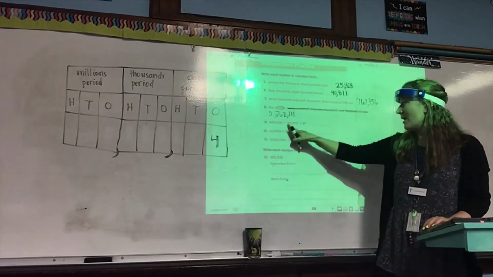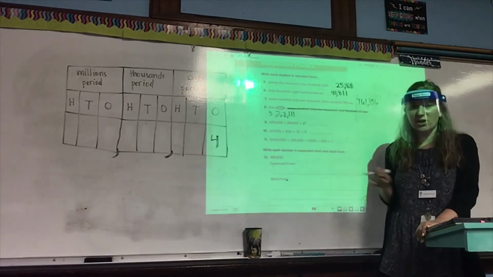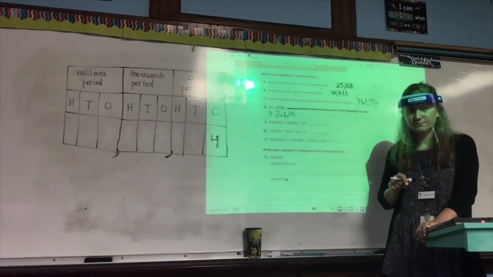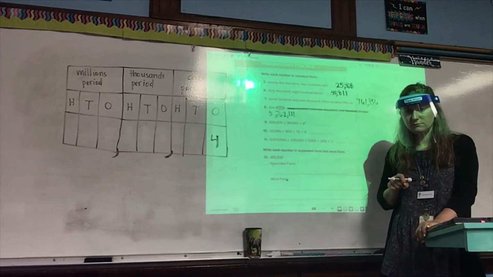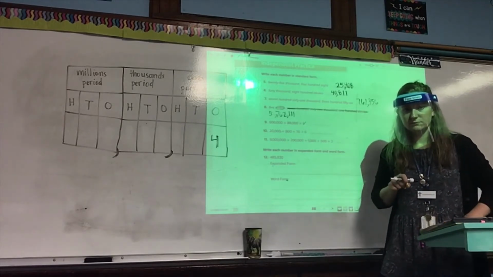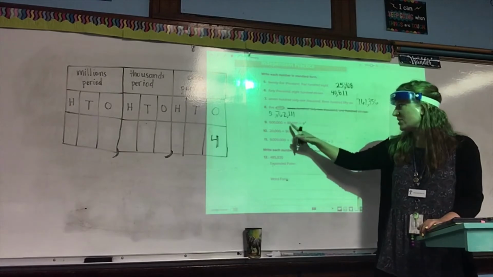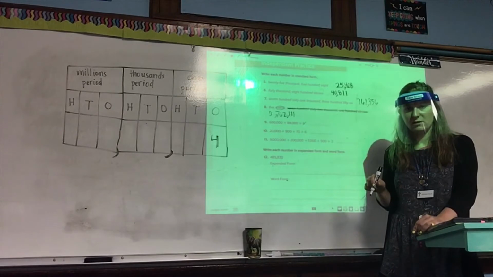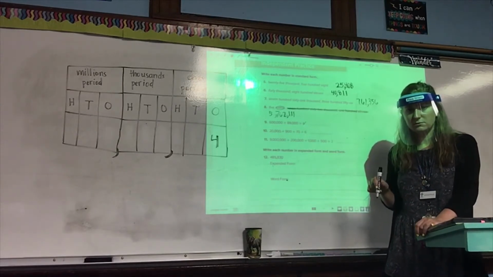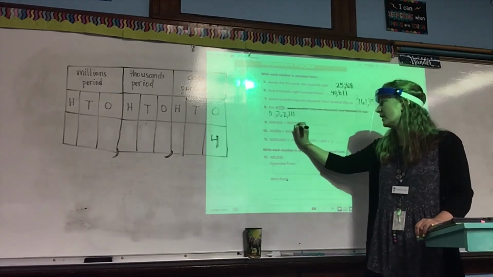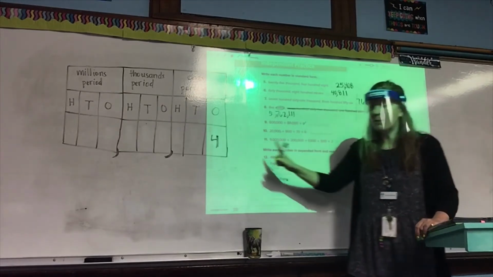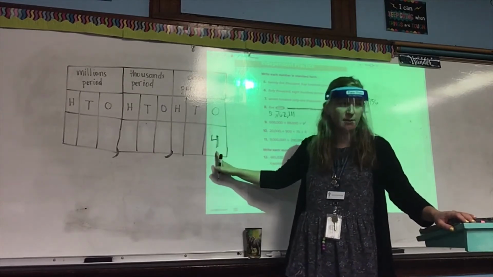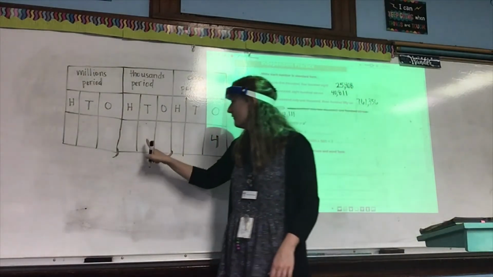We're done with that. Now we have 80,000. How many digits are in 80,000, Carla? 5. 1, 2, 3, 4, 5. So now we need to go to our place value chart and we need to find the 5th digit. We always start at the right. 1, 2, 3, 4, 5.